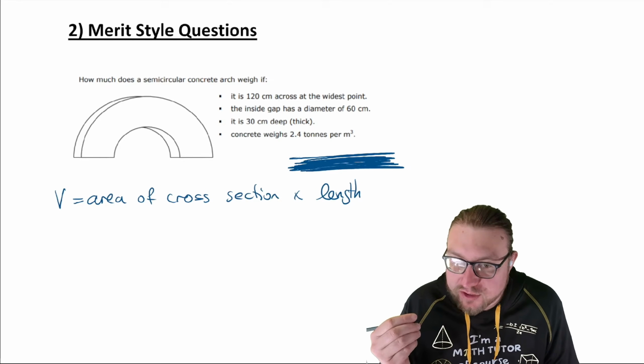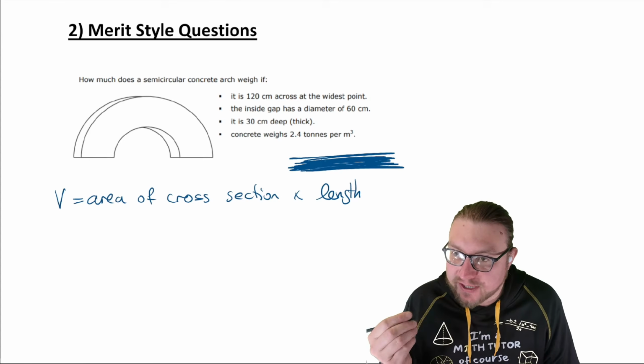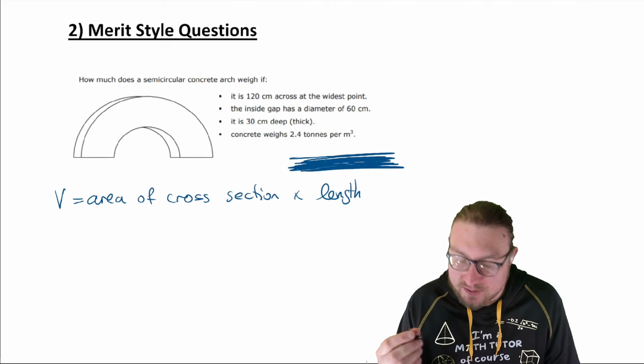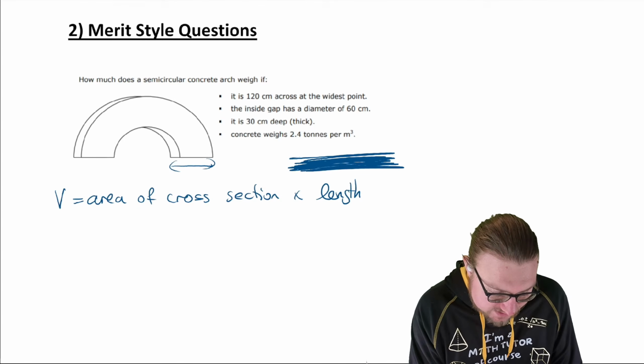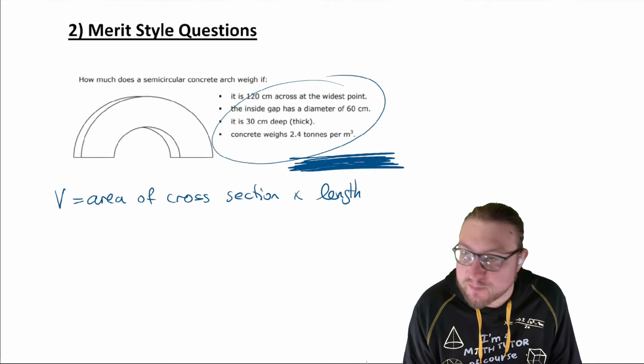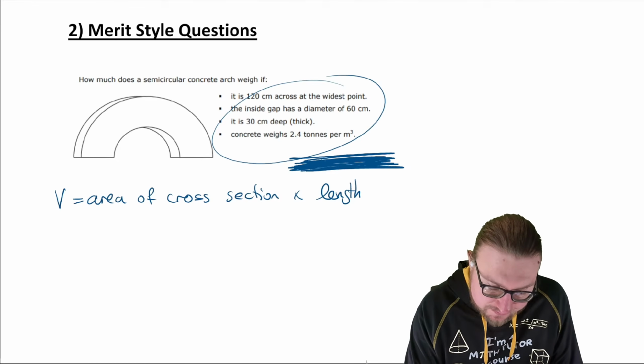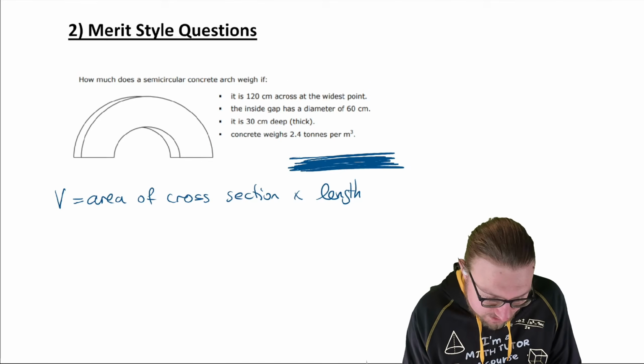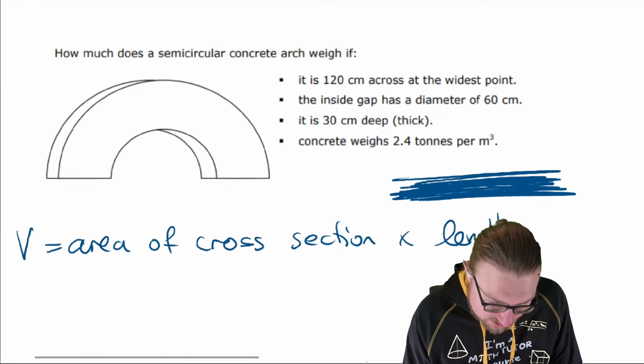Now, when we have a look at this picture, we didn't actually get any markings on it. We don't know how much this is or anything else. We have to get it from our question. And this is the step up between achieved and merit. So let's have a closer look here.